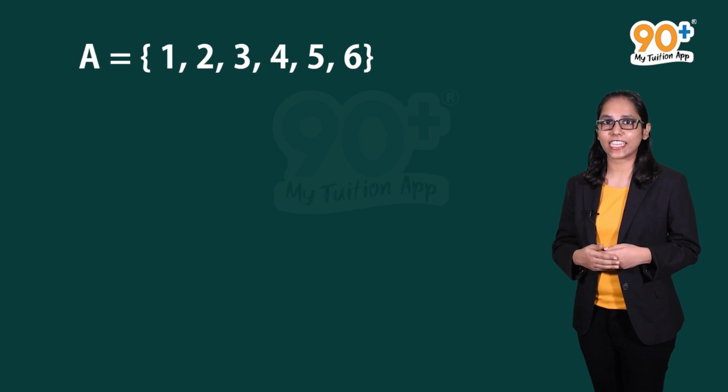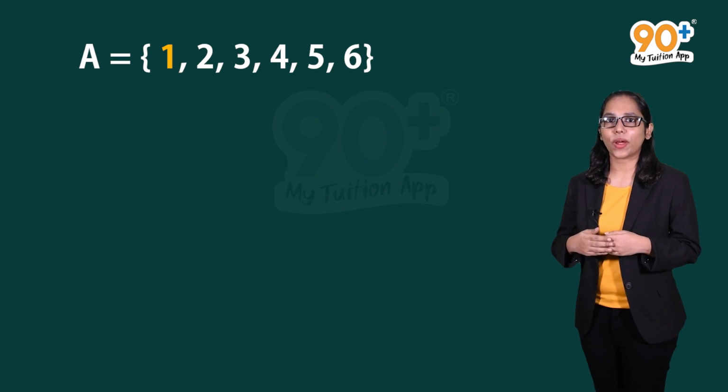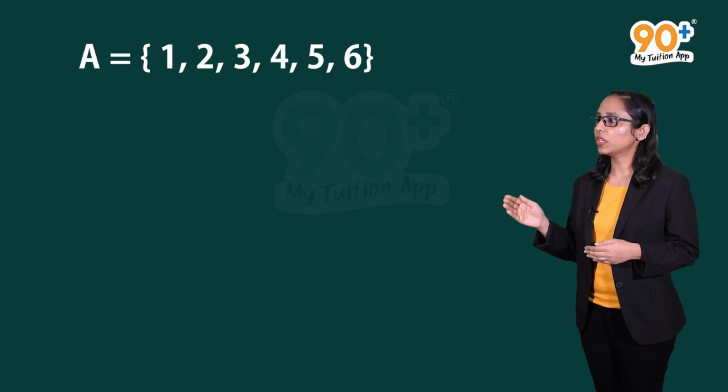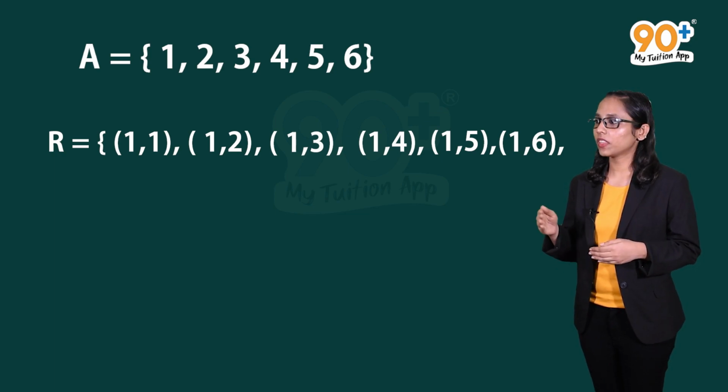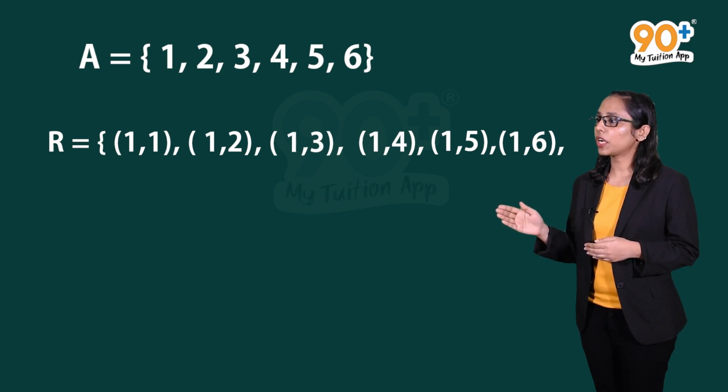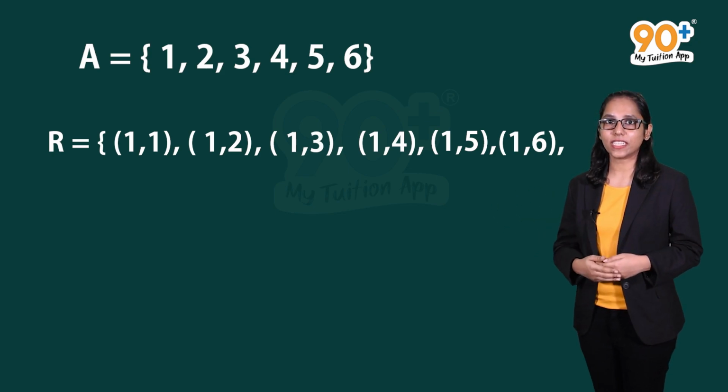So first let's take the first number 1. We know that 1 divides all elements, that is, 1 divides 1, 2, 3, 4, 5 and 6. So we got the first 6 elements of set R, that is equal to the set of ordered pairs (1, 1), (1, 2), (1, 3), (1, 4), (1, 5) and (1, 6).